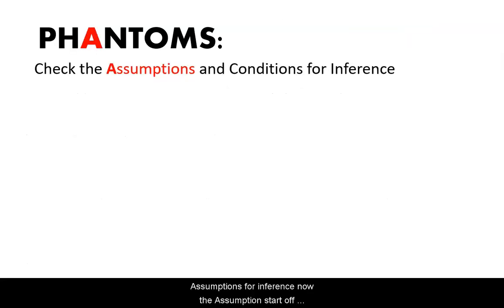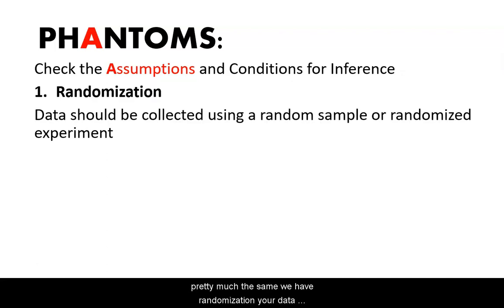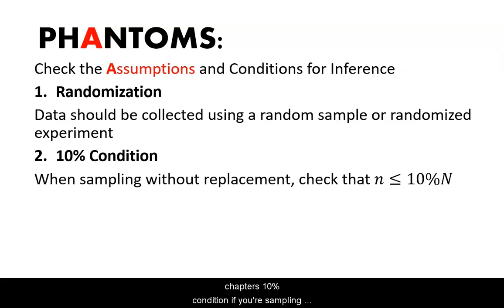Okay, assumptions for inference. Now, the assumptions start off pretty much the same. We have randomization. Your data should be collected through a random sample or a randomized experiment, same as all of our previous chapters. 10% condition. If you're sampling without replacement, you need to make sure that your sample size is small compared to your population size. Specifically that your sample size is less than 10% of your population size.